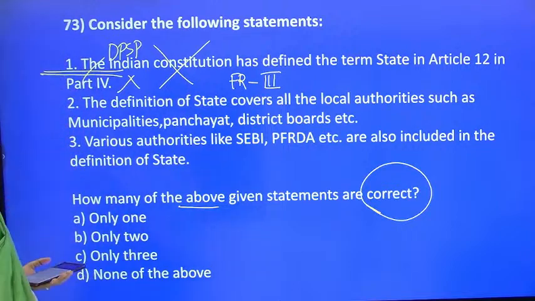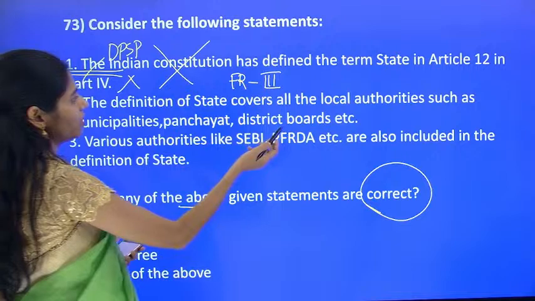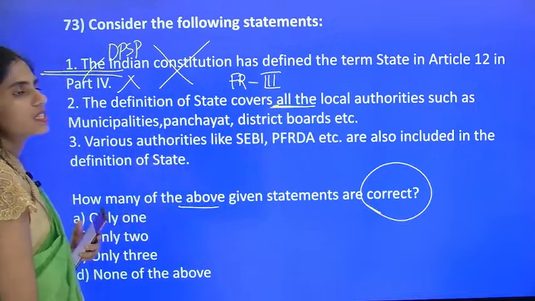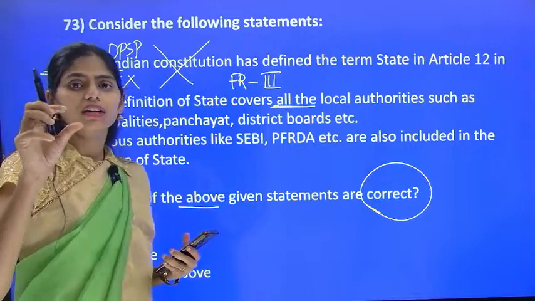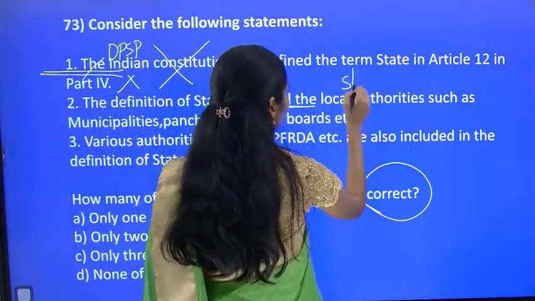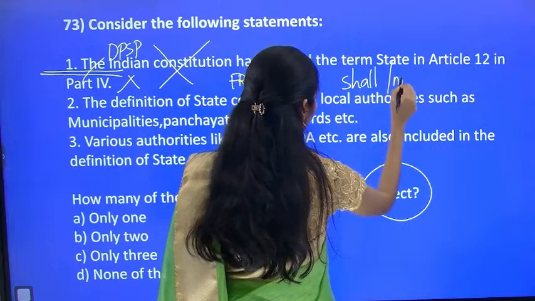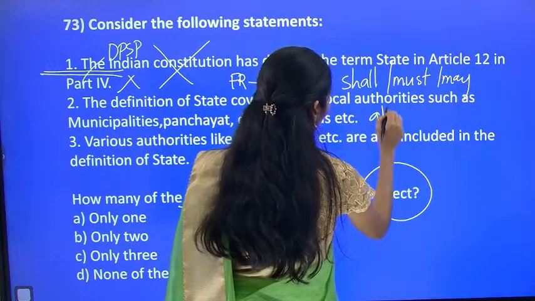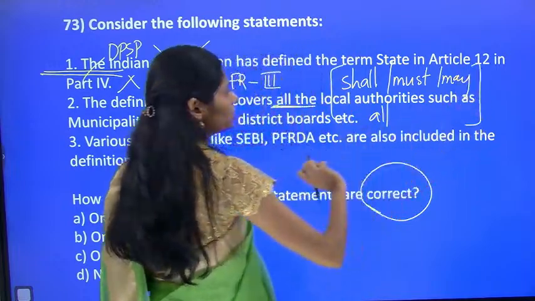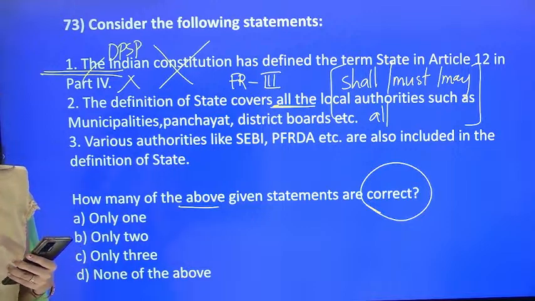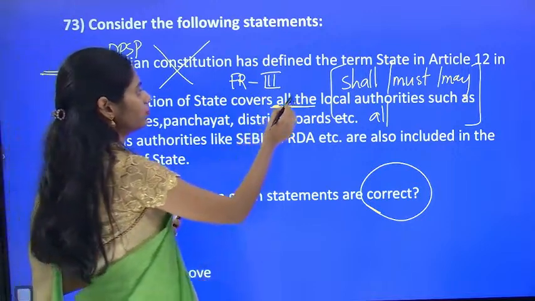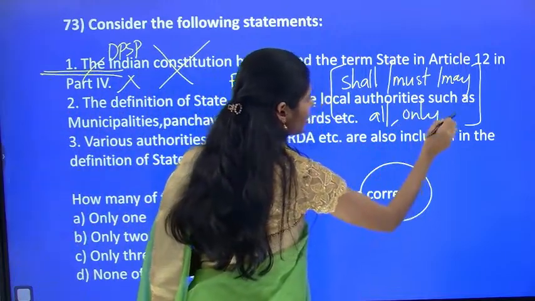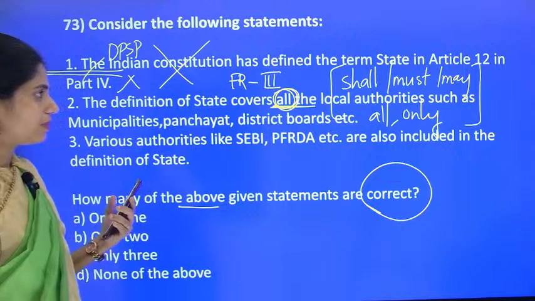And let us move on to the second statement. The definition of state covers all local authorities such as municipalities, panchayats and district boards. So here in polity, you have to focus on shall, must, may, all. These words will be used by UPSC to trap students. So here you can see "all". Whenever you are seeing this all, only, that is very important, must.